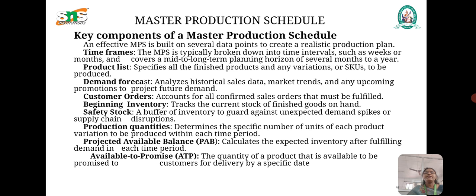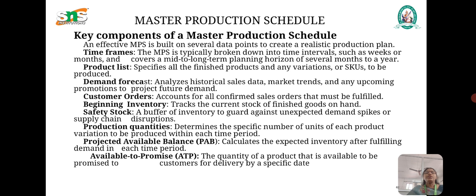Next one, product list. So it specifies when will be the stage of the raw material arriving to the organization, and when is the semi finished goods and final finished goods to meet out the needs. Next one, demand forecast. So it analyzes the historical sales data, market trends, and any upcoming promotions to project the future demand. So next one is the customer orders.